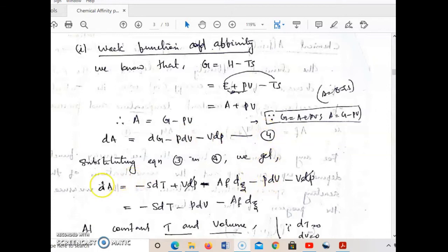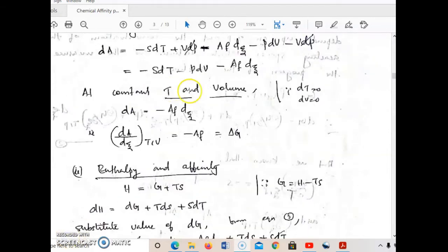So we get dA is equal to minus S dT plus V dP minus AF dθ. These terms correspond to dG from equation 3, and then the remaining terms are minus P dV minus V dP. And for these V dP terms we have both positive and negative signs, so we can take them out. So we have dA is equal to minus S dT minus P dV minus AF dθ.